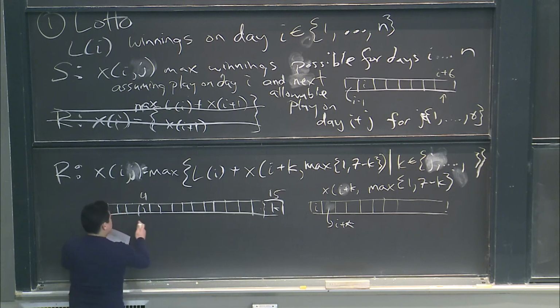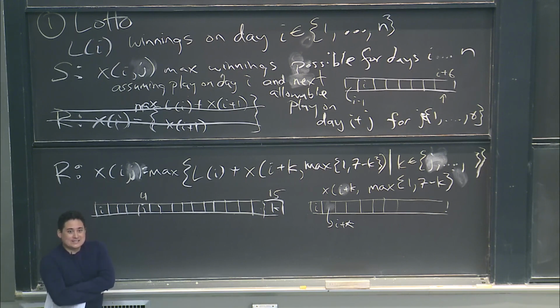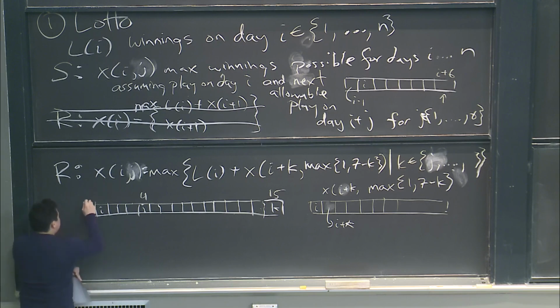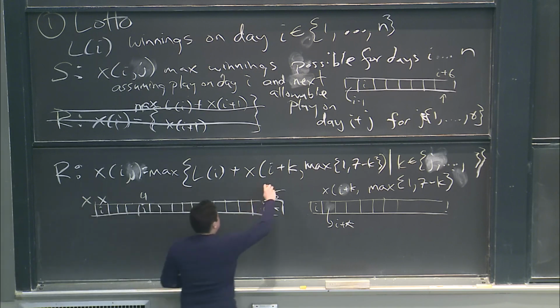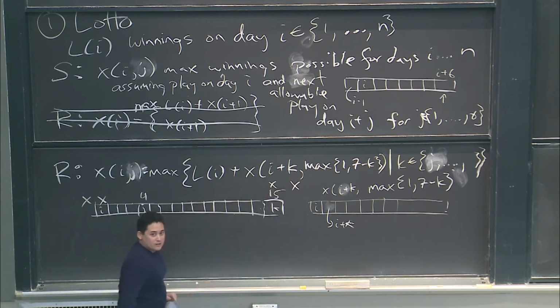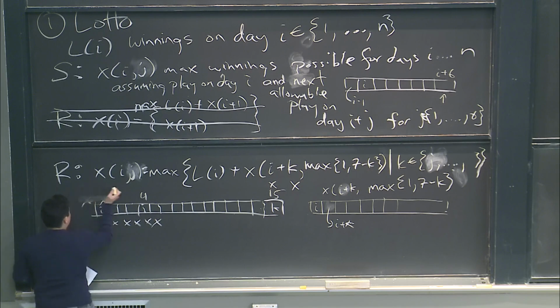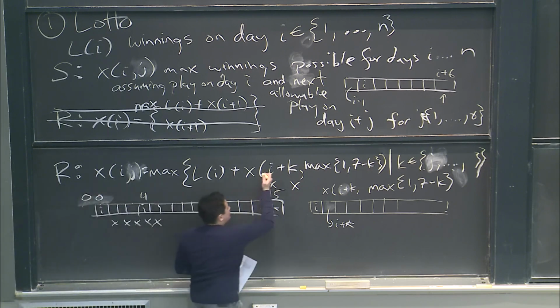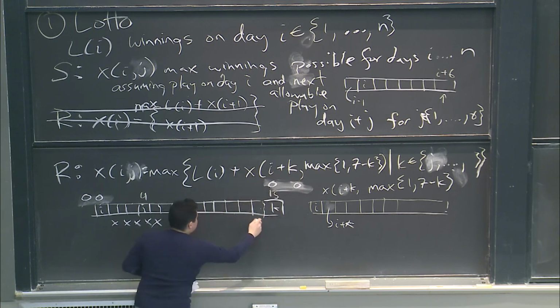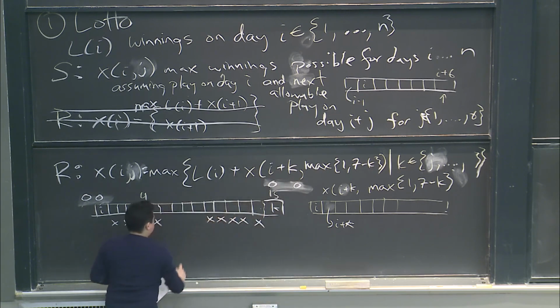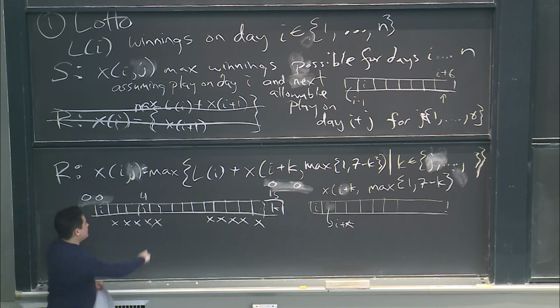Well, maybe I have to check up to 7. Does that work? Not quite. Let's say I played here, and here, and here, and here, right? I actually can't play here, here, here, here, here. I'm not allowed to play those. I guess these should be O's. I played there. And I'm not allowed to play here: 1, 2, 3, 4, 5, right? But I am allowed to play anywhere in here.